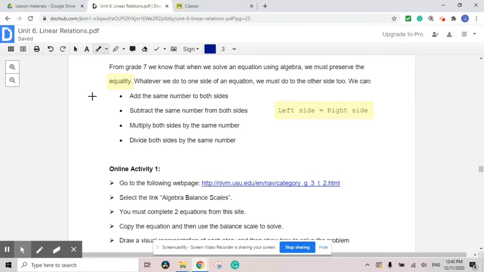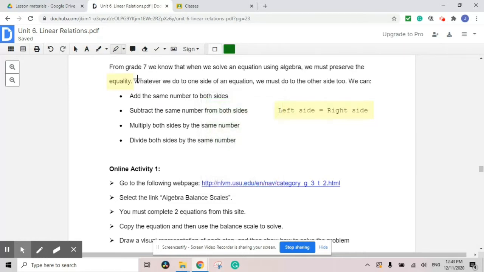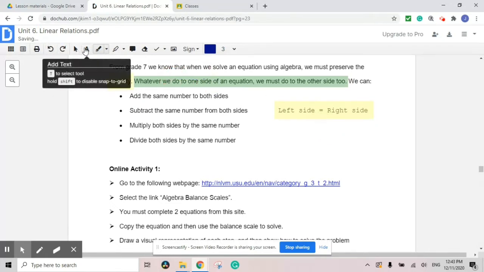Whatever we do on one side of the equation, we must do the same to the other side. This is generally known as opposite operation. If I add something on the left side, I have to add the same thing to the right side. If I multiply something on the left side, I should do the same thing on the right side. Having an equal sign means that whatever I apply to the left and right side has to be fair.